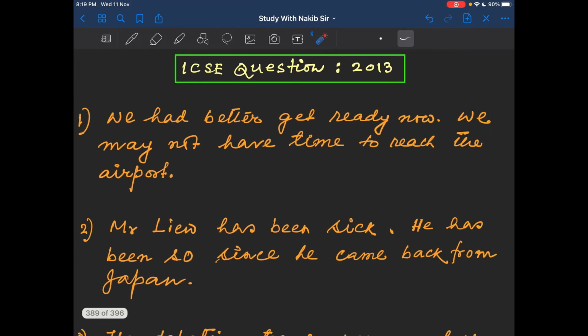Now go to the second set. ICSE question of the year 2013. First question. We had better get ready now. We may not have time to reach the airport.